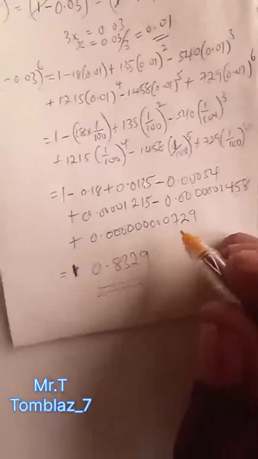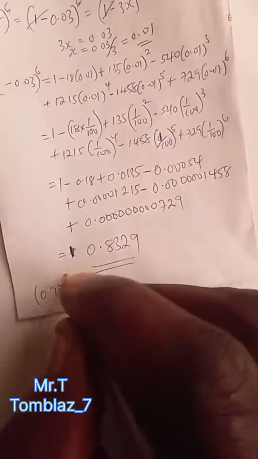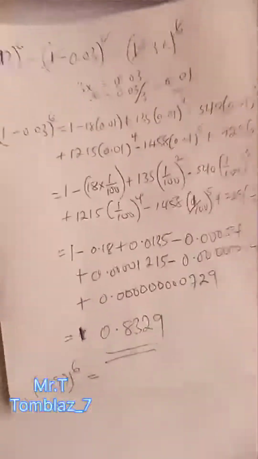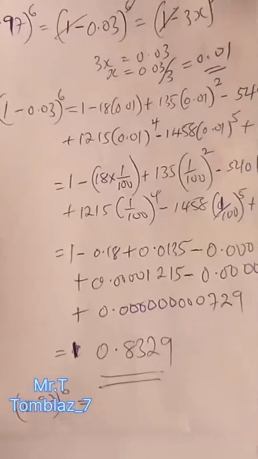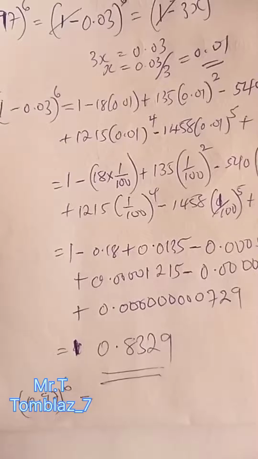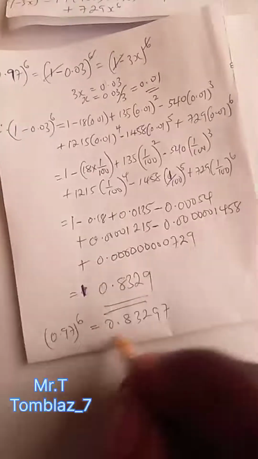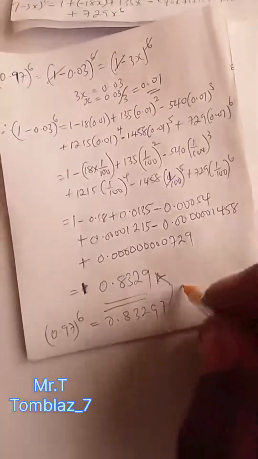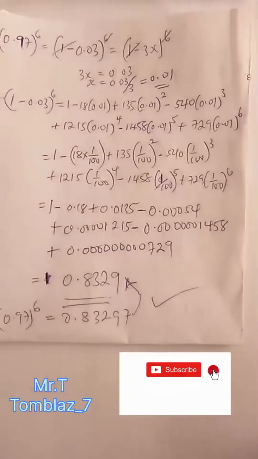So if you want to confirm, use your calculator and just type 0.97 raised to the power of 6. Let's do it and see what we are going to get. 0.97 raised to the power of 6. So we want to confirm if our answer is correct. All right, here I have 0.83297, which is the same thing as this. So our answer is what? Correct. All right, this is how you solve this kind of problem.